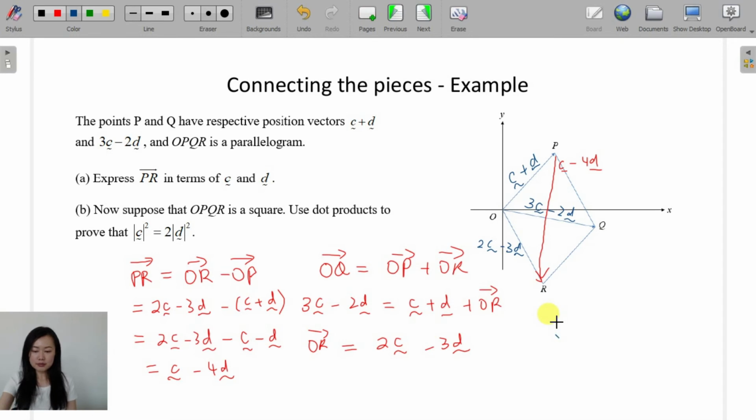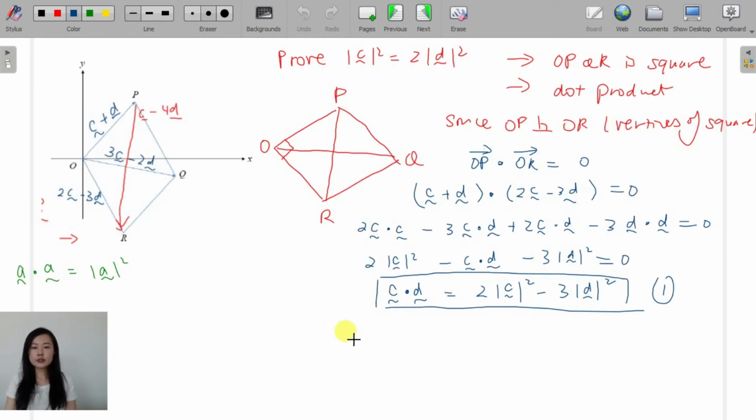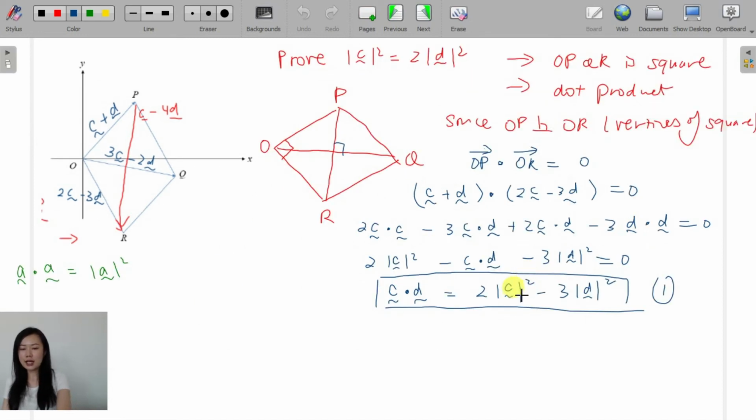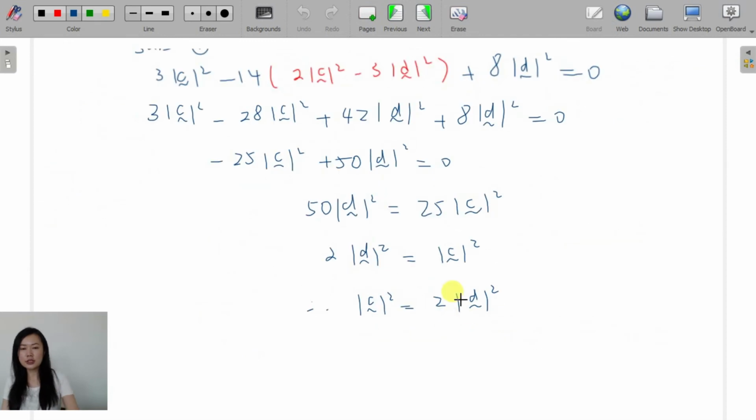Then the second step is to try to prove this property knowing that it's a square, and the hint was to use the dot product. The first dot product I used was: squares have corners that are all 90 degrees, so they're perpendicular, so the dot product is 0, and that expanded into that property. Same with the diagonals. The diagonals are also perpendicular, so the dot product should go to 0. That gets you a second expression. So I subbed that expression into the second expression, simplified, and then you get to the property.